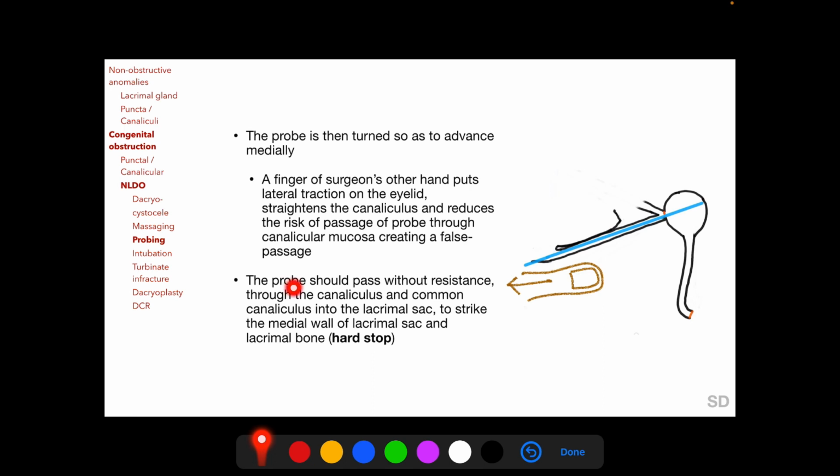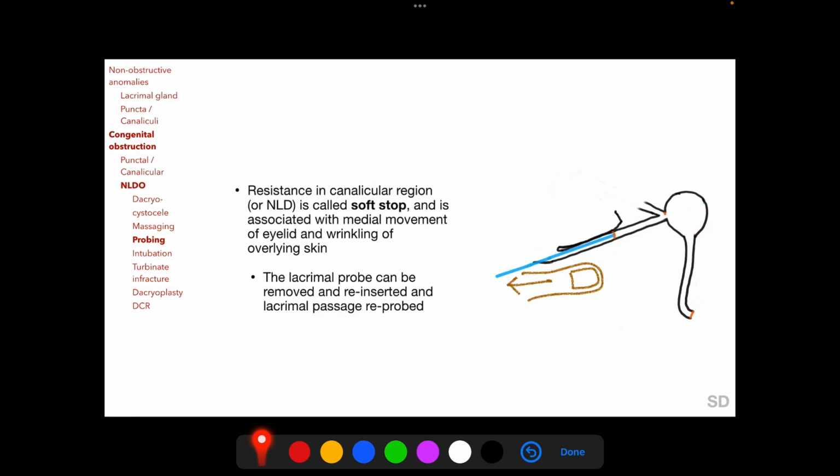Normally, the probe passes without resistance through the canaliculus and the lacrimal sac to strike the medial wall of the lacrimal sac and the lacrimal bone, which is called a hard stop. Resistance in the canalicular region as well as in the NLD is called a soft stop, and resistance in the canalicular region is associated with medial movement of the eyelid and wrinkling of the overlying skin.